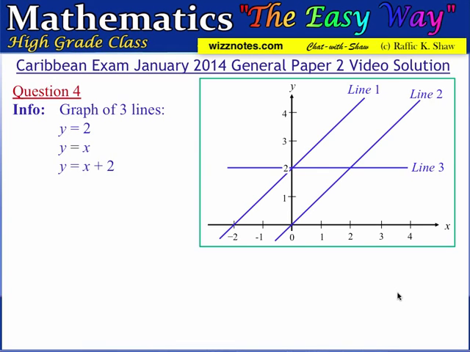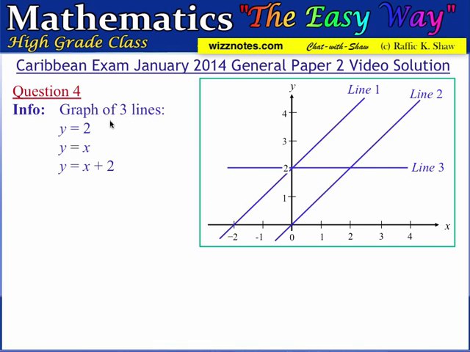We are now at question 4 of this CXC CSEC January 2014 General Paper 2 exam video solution. And in this question we are given this diagram. It's a graph with 3 lines. Line 1 is this line, line 2 is this second line, and line 3 is this third line.